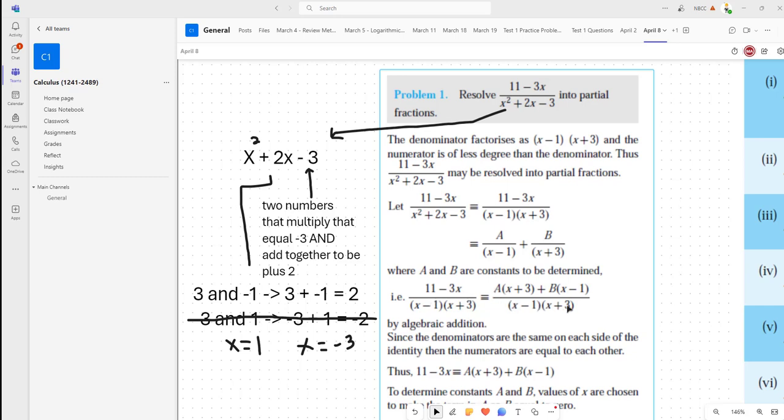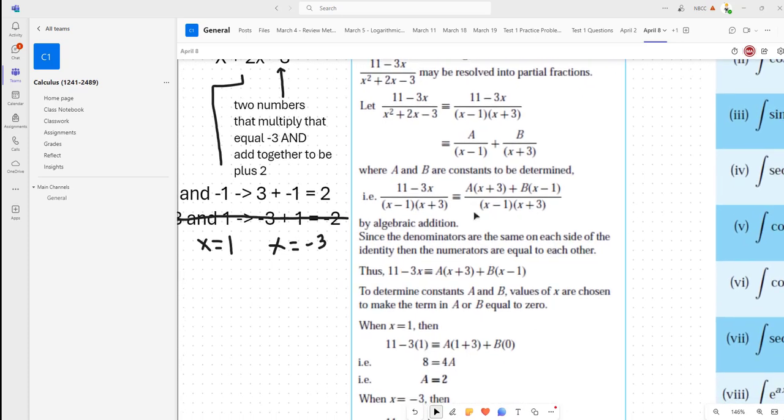What we can do is have x minus 1 and x plus 3 in the denominators, and A times x plus 3 plus B times x minus 1 on top. The way that we bring these together is we multiply this up here and this up here, which is a way to combine them. Since the denominators are the same on each side of the identity, the numerators are equal to each other. Thus, 11 minus 3x is equal to A times x plus 3 plus B times x minus 1.